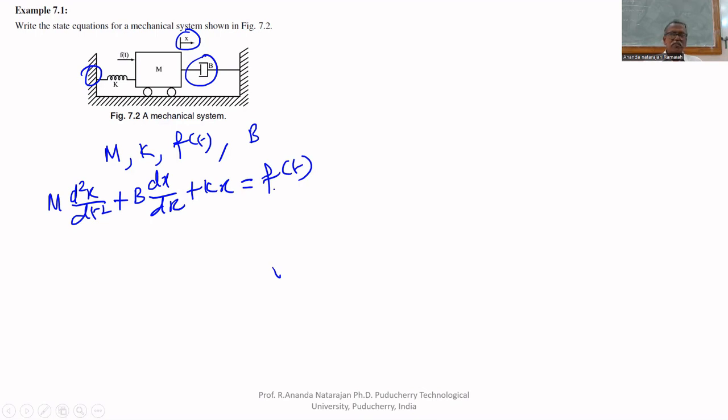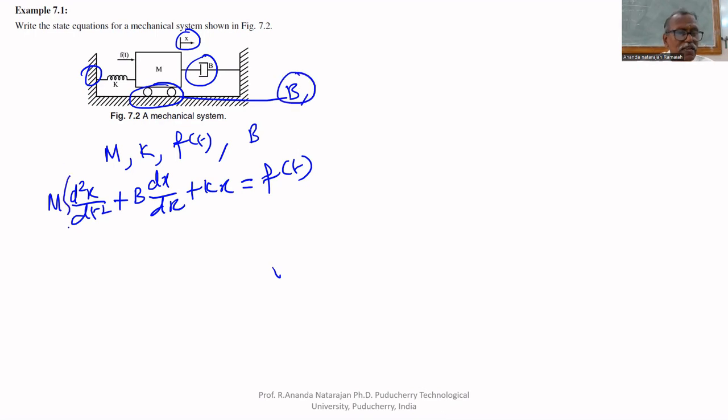How to represent this in state space? There is no friction given for these wheels. That's why it's not taken into account. Friction-free wheels are assumed.